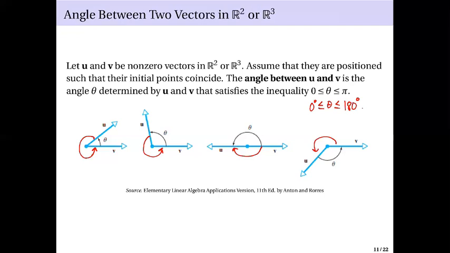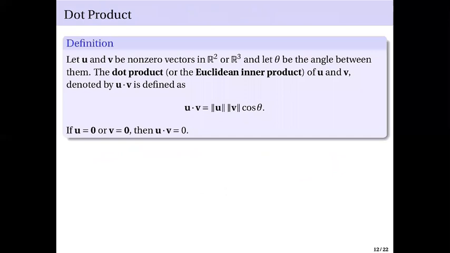So this is how we do it in R2 and R3. We have the geometric interpretation, and we extend this to Rn. To extend that, we actually use R2 and R3 again. So let u and v be non-zero vectors in R2 or R3, and let theta be the angle between them.